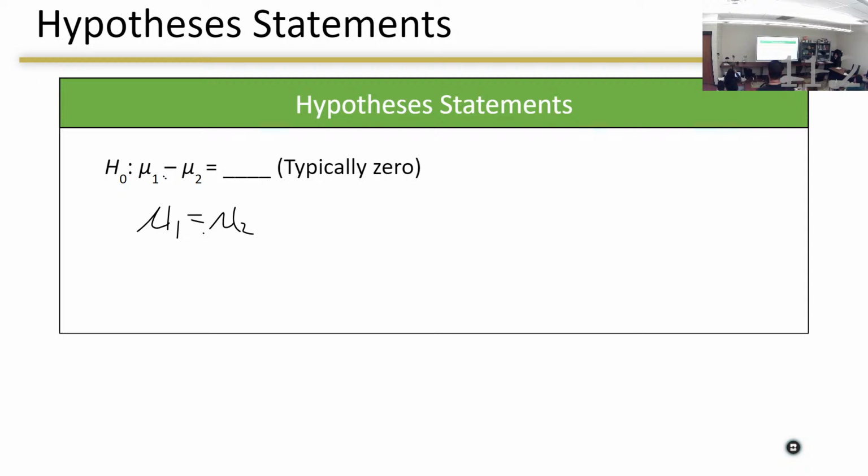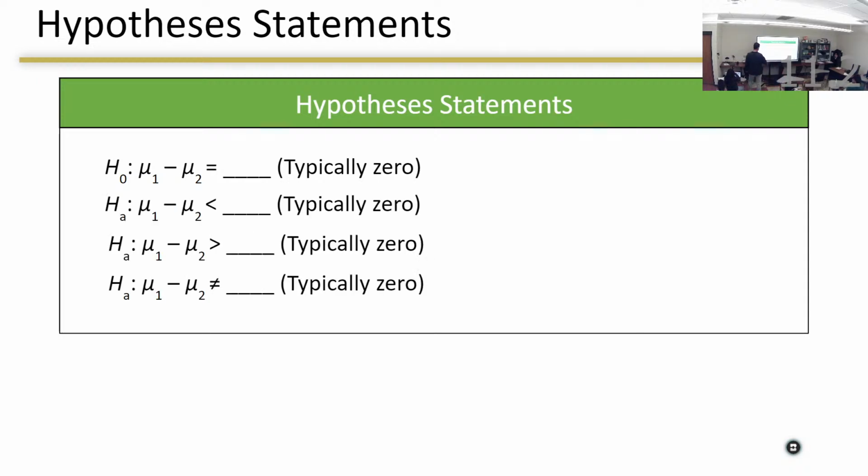And of course, the Ha, we're less than, we're greater than, or we're not equal to, whichever one we're trying to prove. We're trying to show that this one is less than this one, or it's more than, or they're different. And whatever this number is, again, typically it's 0, those are the same values. If that's 4, then these have to be 4s. I think it's 0. I don't think I've ever seen it not 0, to be honest with you.